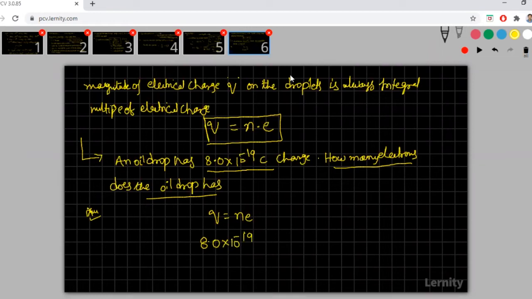Equal to, what is N? We want to find the N value. N means the number of electrons present in the oil drop. What is the charge? 1.6 into 10 power minus 19. The 10 power minus 19 cancels on both sides. Now we go for 8.0 by 1.6 is equal to N. Therefore N is equal to 5. So the number of electrons present in the oil drop is 5.